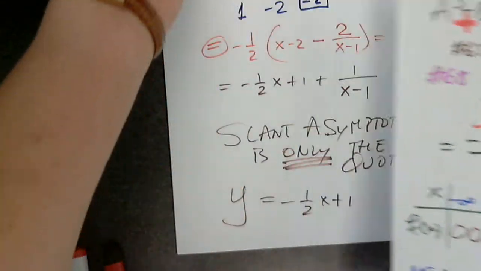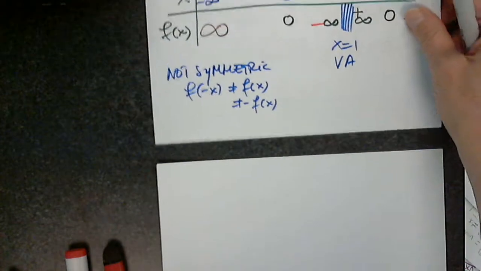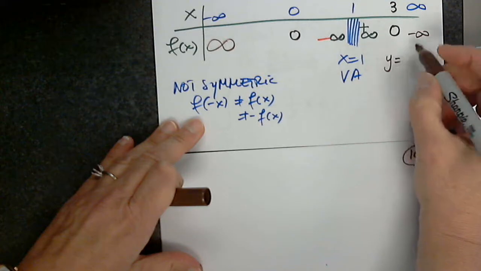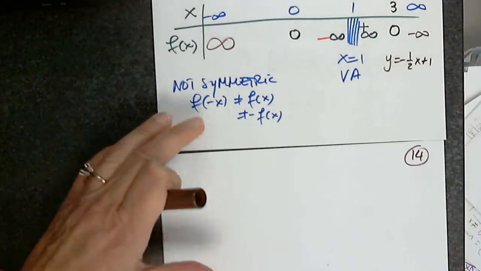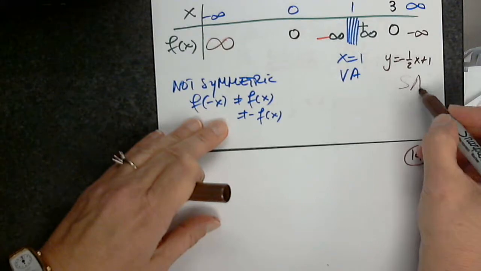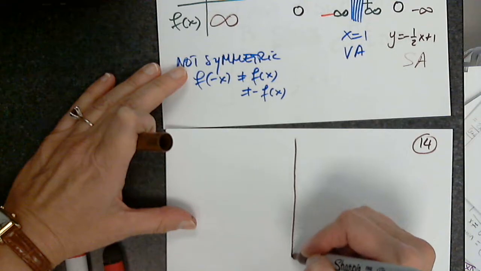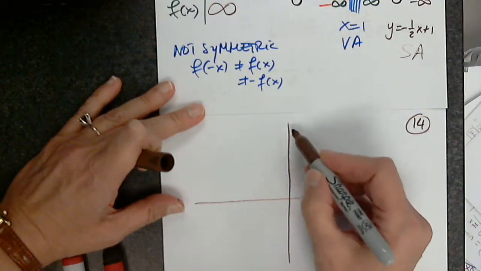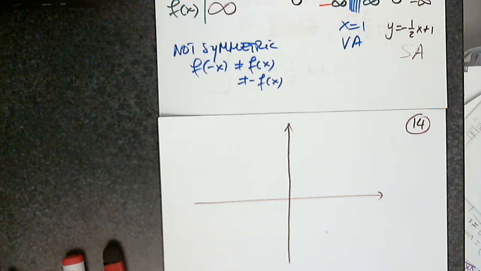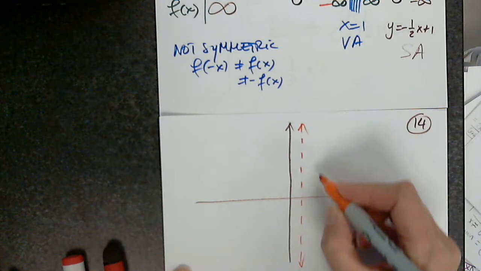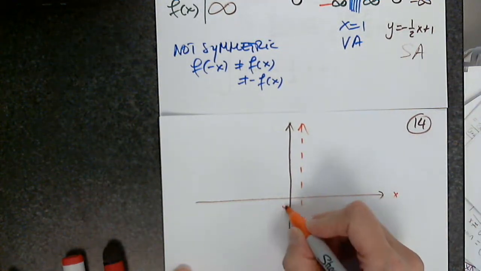So now we are trying to make sense of this information, and of course I have to write it here. y equals negative 1/2 x plus 1 is the slant asymptote. Good. So when I graph a function with asymptotes, what do I have to graph first? All asymptotes. In this case, I have to graph a slant and a vertical. I graph the vertical at 1, so this is x equals 1.